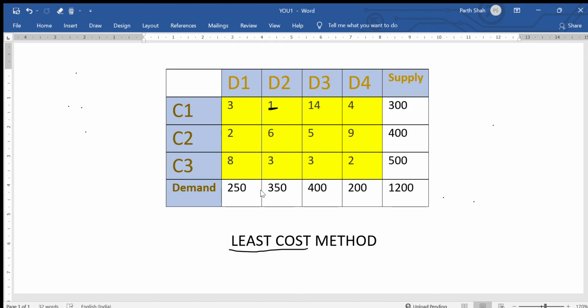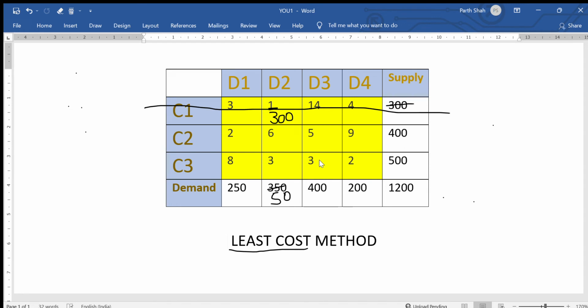So the demand is 350 and the supply is 300. So the supply will be completely exhausted and a demand of 50 will remain in destination 2, and here the allocation made is 300. So now we have to cancel company 1, as the supply of company 1 is completely exhausted.